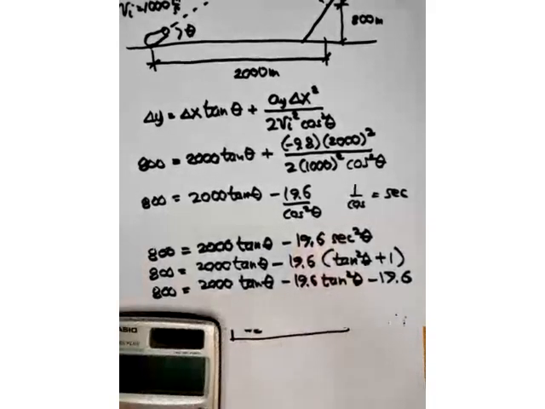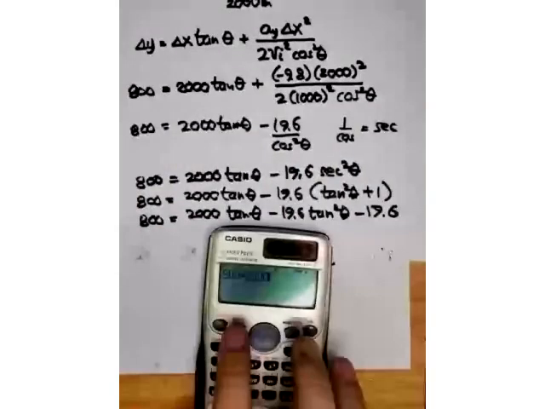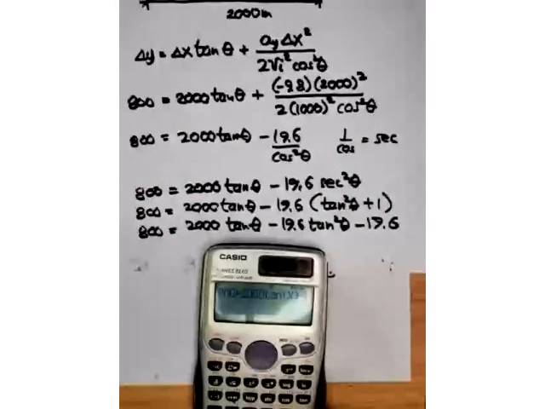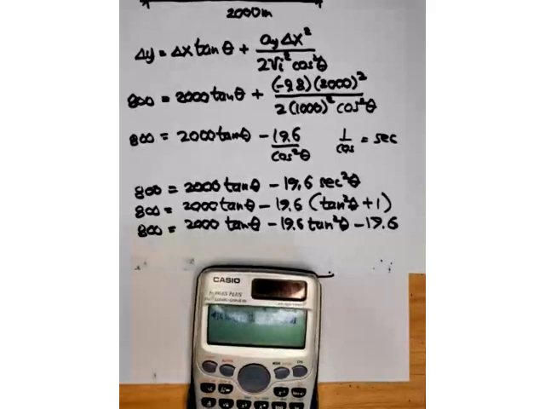So, di ba, nagkaroon ka 800. Ita-type ko lang muna. Equals 2,000 tangent alpha x close parenthesis minus 19.6 times a quantity tangent alpha x times tangent alpha x plus 1 close quantity. Ayan. Okay, so ang gagawin mo is, di ba, shift solve mo siya.